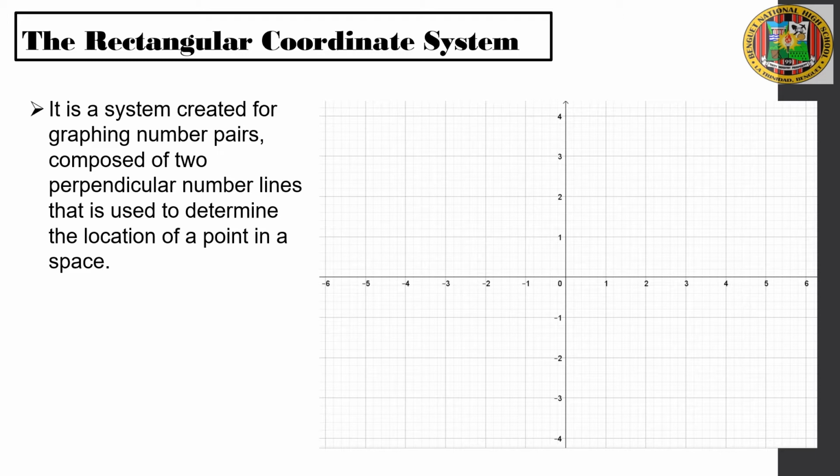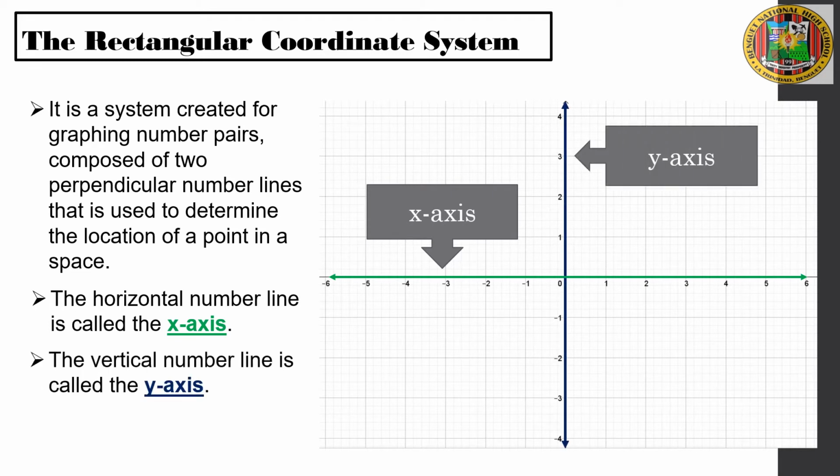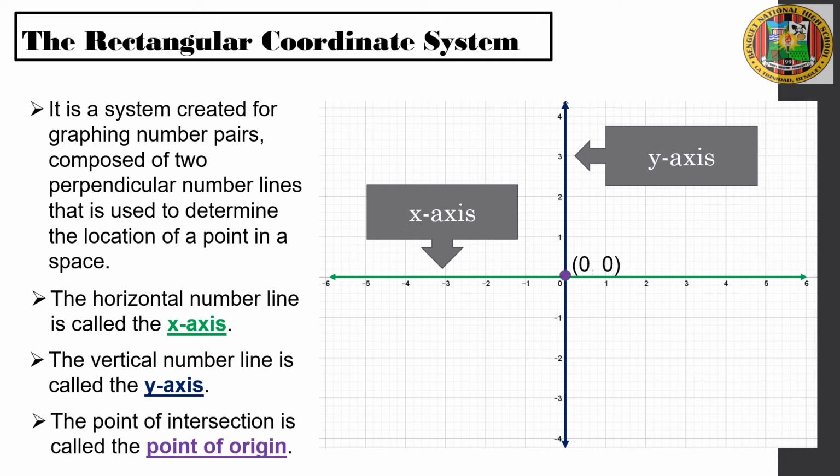The coordinate plane is composed of two perpendicular lines where the horizontal line is called the x-axis, while the vertical number line is called the y-axis. The point where the x and y axes intersect is called the point of origin, represented by the ordered pair (0, 0).